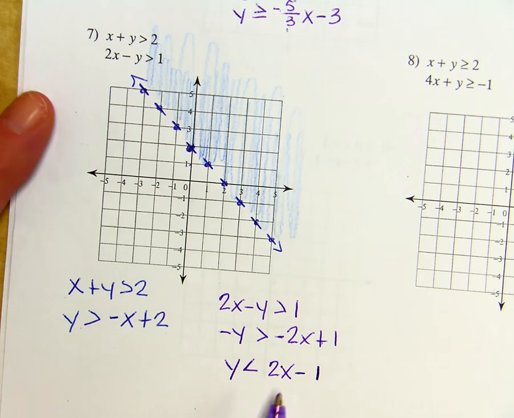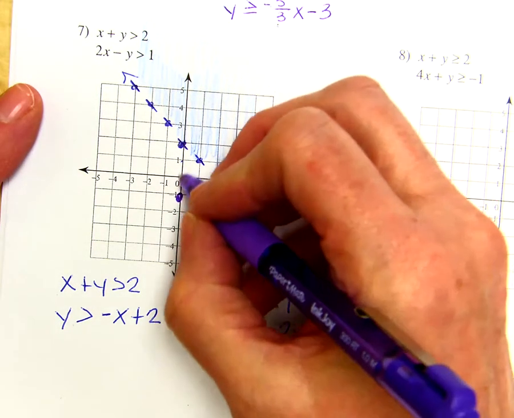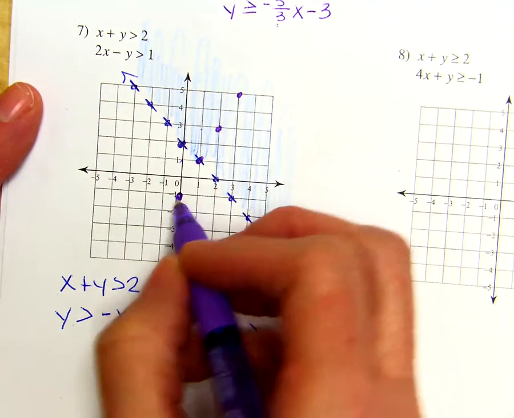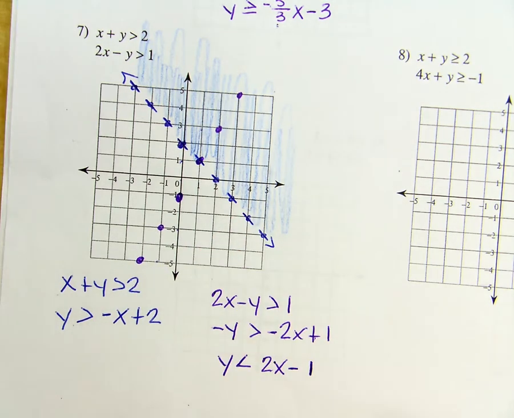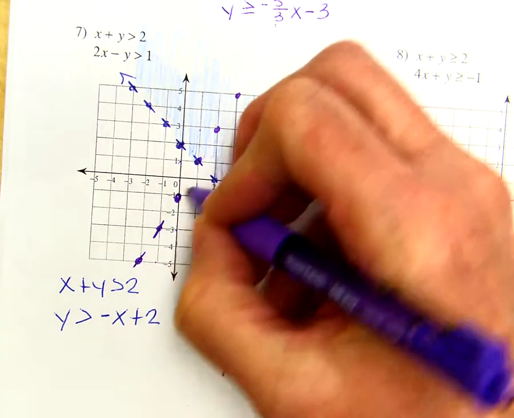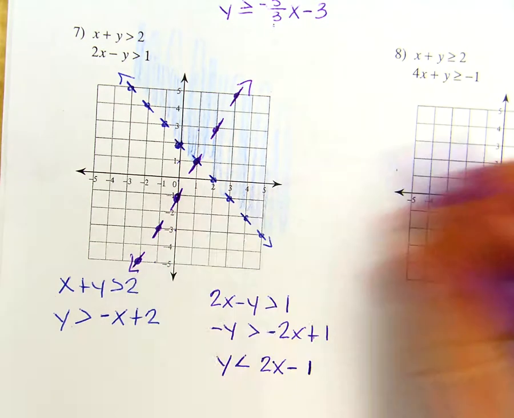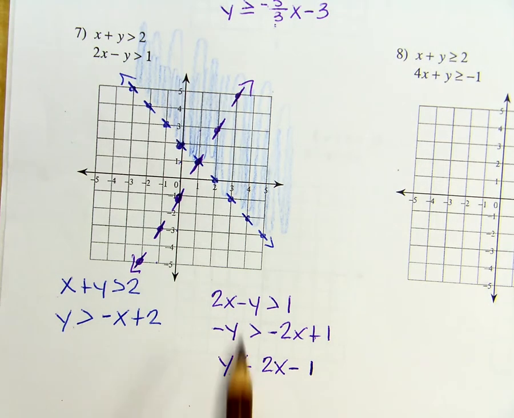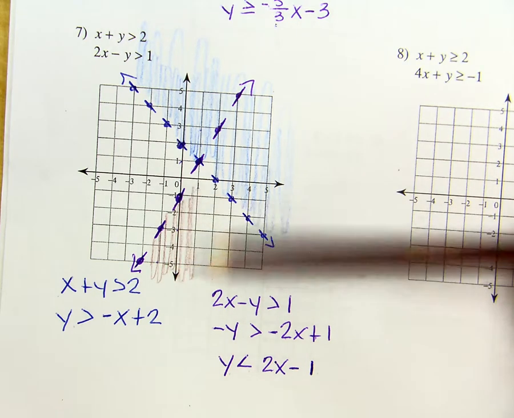For the next line, we have y is less than 2x minus 1. So our y-intercept is negative 1, and we have a slope of positive 2. So we go up 2 over 1, up 2, right 1. Or we can go down 2 and left 1. This line is also going to be dashed. And then we have to figure out how to shade. We want values of y that are smaller than this line. So basically smaller than negative 1. So that's going to be down in this area. So we want below the line.